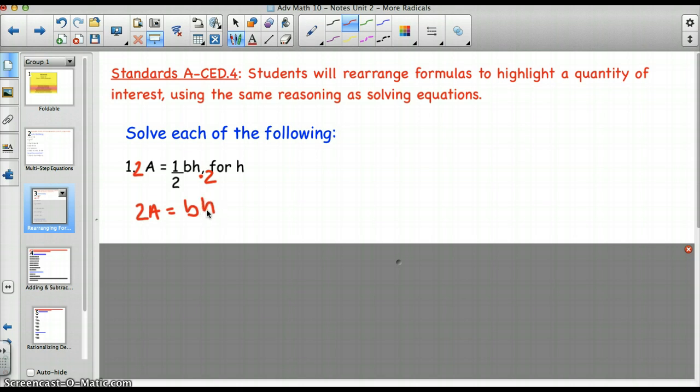I'm still trying to get the h by itself, and since the h is being multiplied by the b, I need to divide by b. And I have to do that on both sides of the equation. These b's cancel out, so my answer is h equals 2a over b.